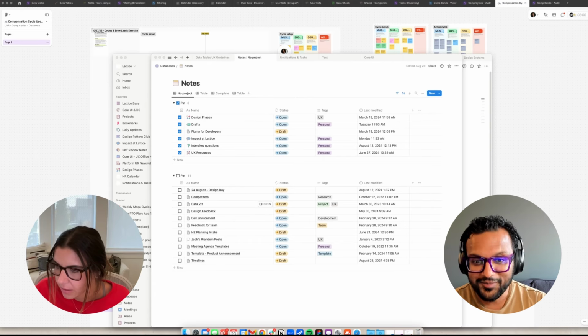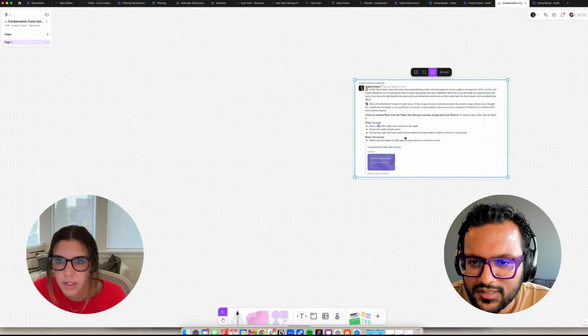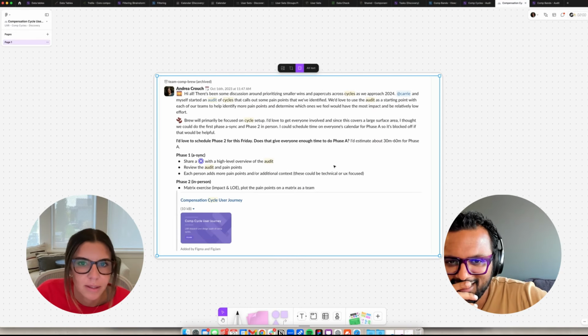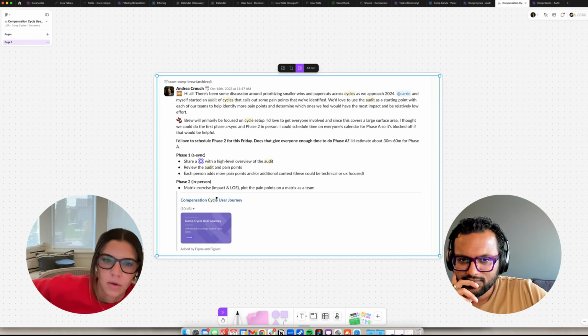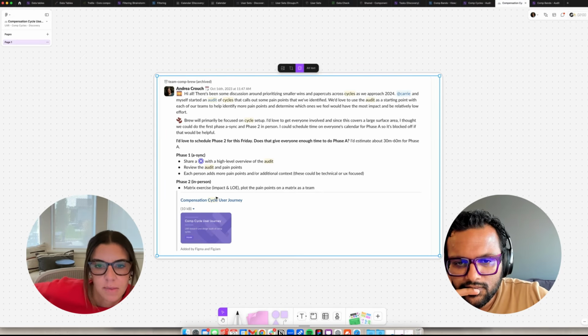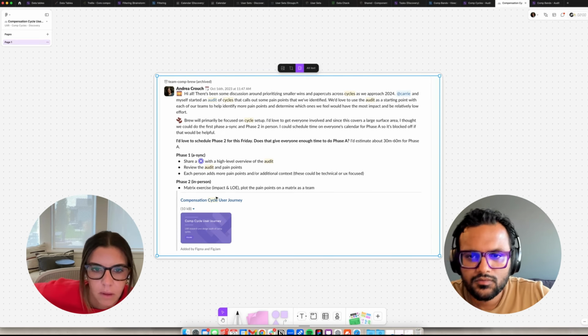Here we go. I found it. Okay. Yeah. So I just sent something like this out. I don't really remember what I said. I'm reading it with you. So it looks like in this message, I didn't totally explain the matrix exercise, but we had done this before, so the team was familiar on how to do it. But had everyone not been, I would have gone into more depth on how that works.